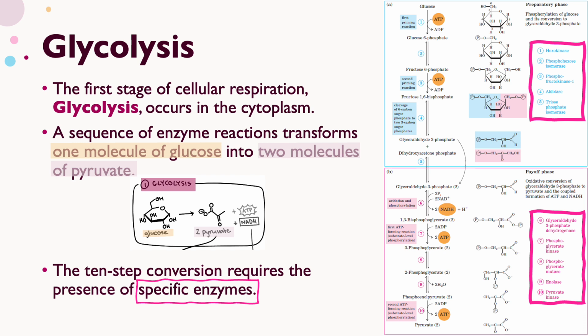So with the help of these 10 enzymes, glucose is first transformed to glucose 6-phosphate, then to fructose 6-phosphate, then to fructose 1,6-bisphosphate, glyceraldehyde 3-phosphate, and dihydroxyacetone phosphate. And then in step 5, it is converted to glyceraldehyde 3-phosphate, and then to 1,3-bisphosphoglycerate, then to 3-phosphoglycerate, then to 2-phosphoglycerate, then to phosphoenolpyruvate, and then finally to pyruvate.